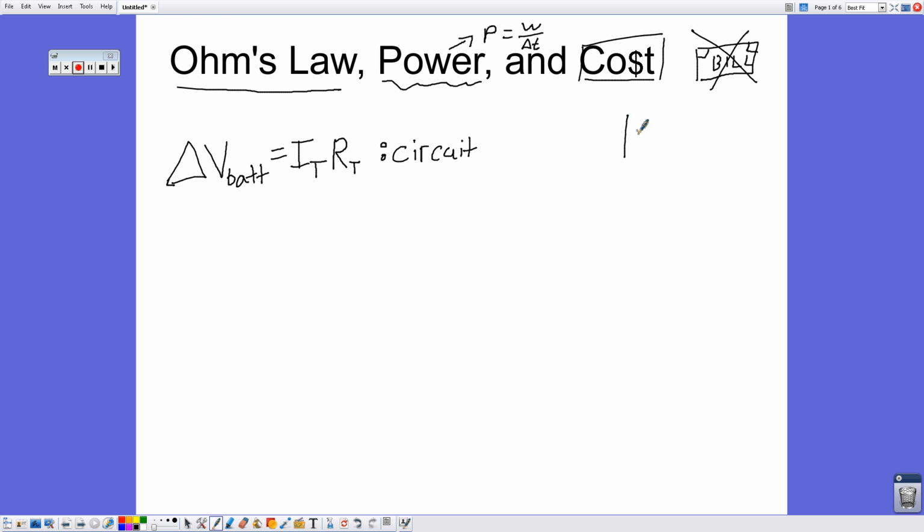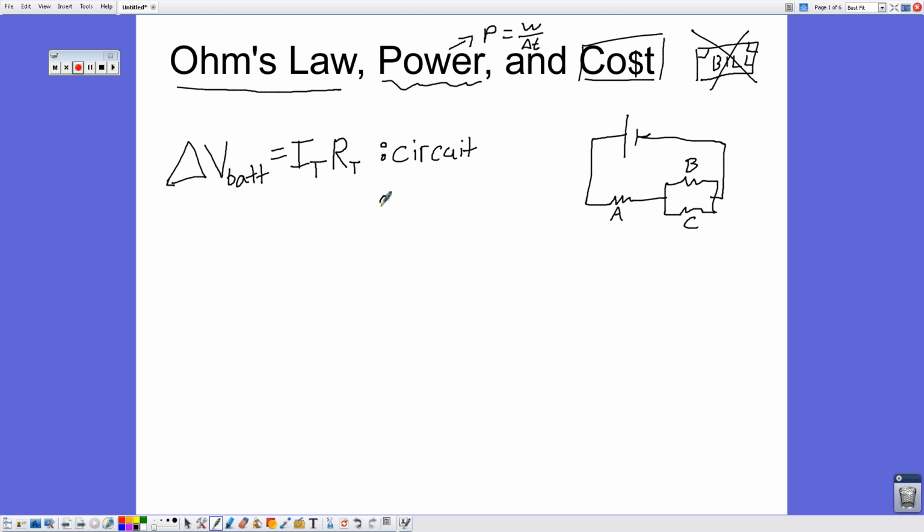So let's draw a circuit. Here's my circuit. Here's resistor A, resistor B, and resistor C. The current comes out, it goes down through A, it then splits, some of it goes through B, some of it goes through C, it comes back together and goes back to the other side of the battery. What I'm saying is that if we knew the total resistance and the total current, we could find the voltage of the battery, or any combination of that. So that's nifty.